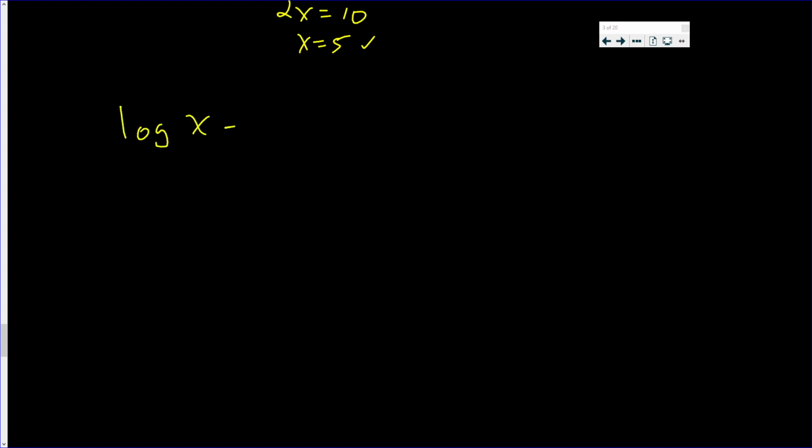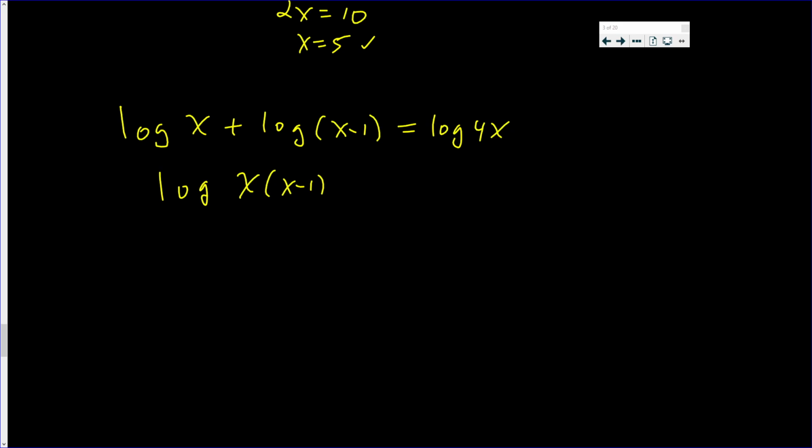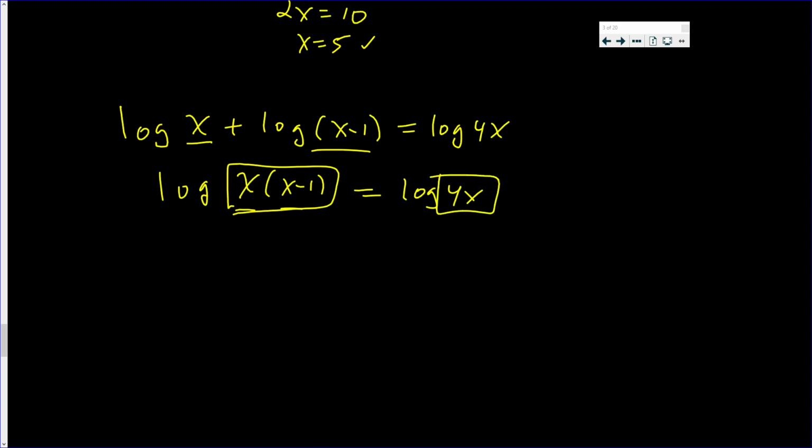Solve for x. Log x plus log (x minus 1) is equal to log of 4x. So the left side is log of x times (x minus 1), because log a plus log b is log ab. And this equals log 4x. Well, if log of a equals log of b, then a and b are the same.